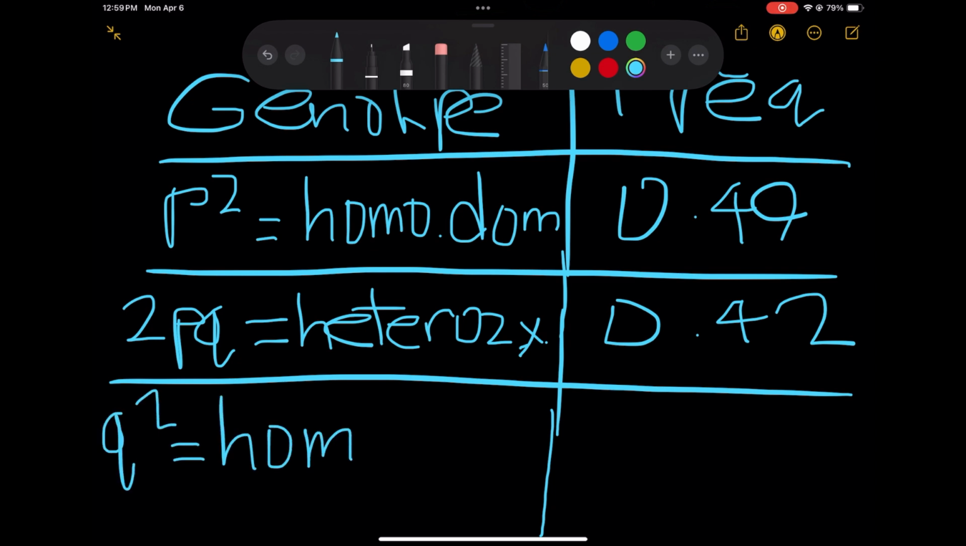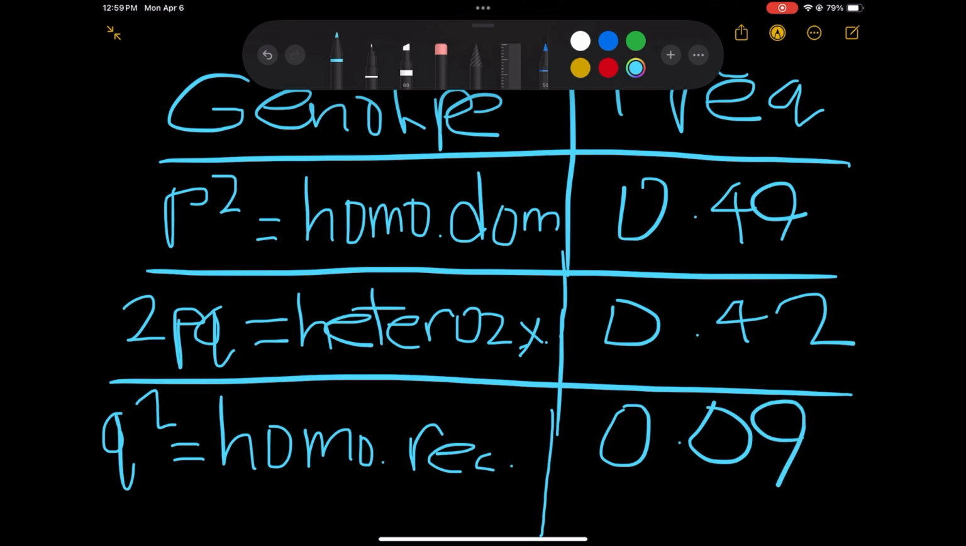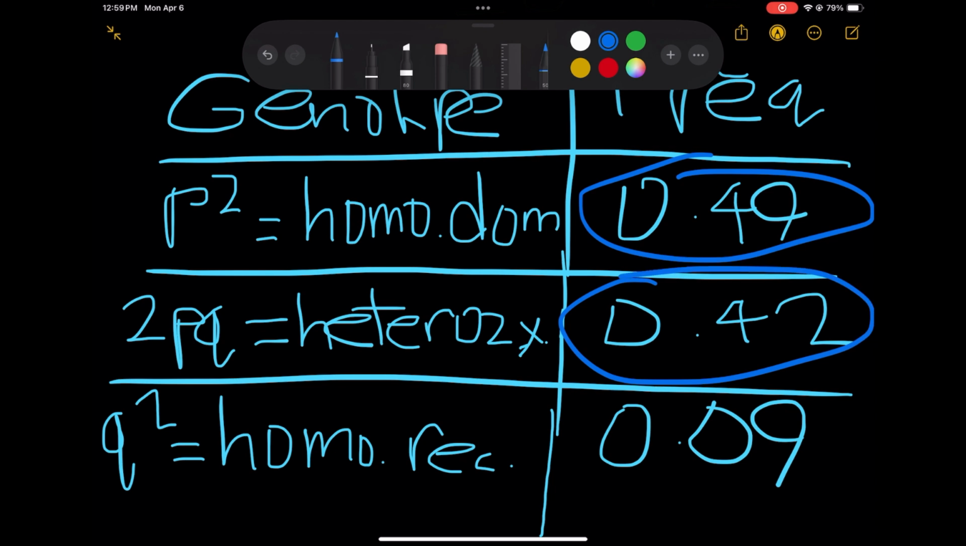After this is done, you now have your final answers: the genotype and frequency.